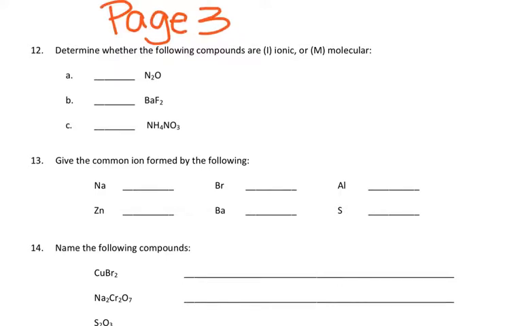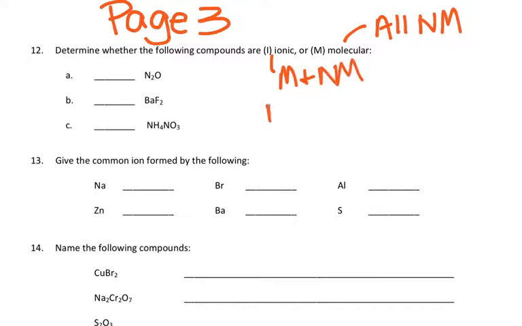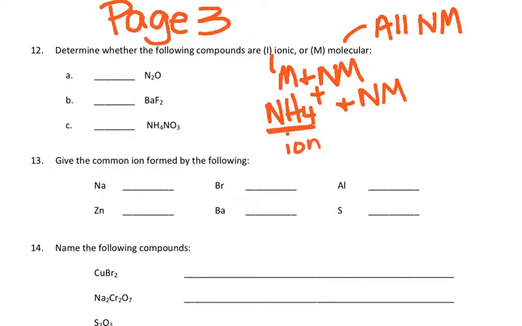When we're trying to determine if a compound is ionic or molecular, we just have to remember that molecular means it's going to be composed of all nonmetals. They're going to be sharing electrons. And if it's ionic, that means it's going to be made up of metal and nonmetal, or it could be made up of the polyatomic ion ammonium and nonmetals. Because if it has that, that's an ion. It's a polyatomic ion, which means it will be ionic.